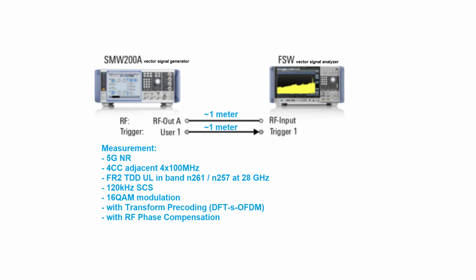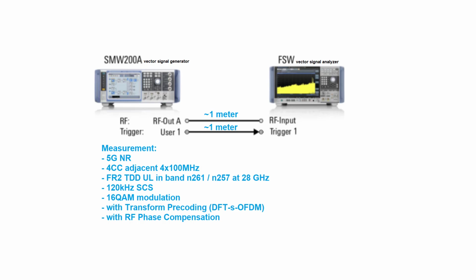I'm going to be doing a 5G NR measurement with four component carriers that are adjacently spaced, each 100 megahertz wide. I'm doing all this within the FR2 frequency range at band N261 and 257, which is around 28 gigahertz. This is going to be a TDD signal using the uplink transmission. So I'm emulating the transmission from a cell phone that would be received by a base station. I'm going to be doing 120 kilohertz subcarrier spacing with 16 QAM modulation on each of those subcarriers.